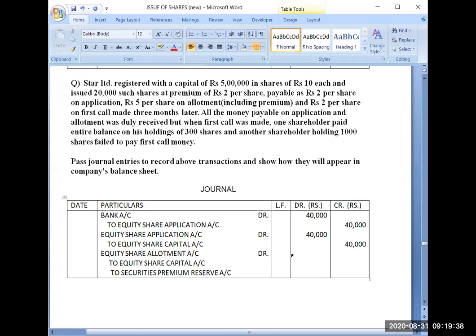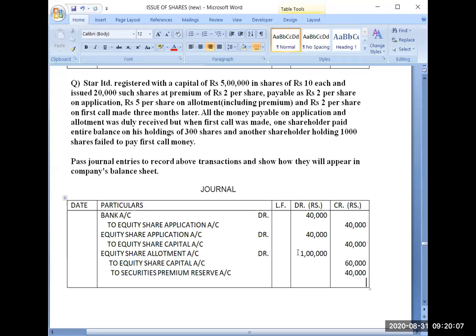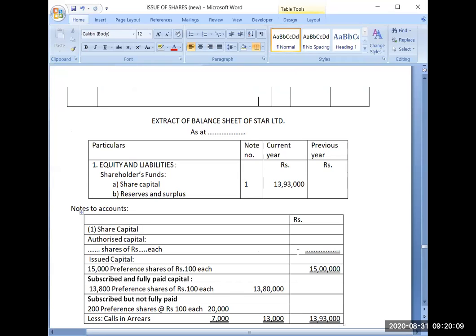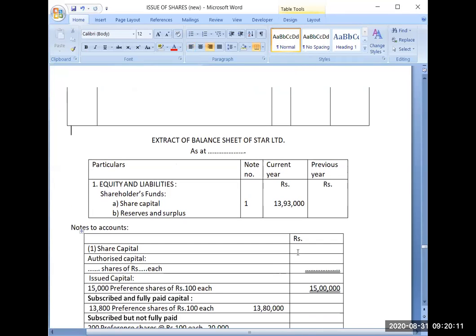Now coming to the amount section. So equity share allotment is due for 5 rupees per share. So it will become 1 lakh. Out of 5, 2 rupees is premium, so capital will be 3 rupees per share. So it will become 60,000, 20,000 multiplied by 3. And 2 rupees will be premium. That will become 40,000. Till here it is clear.